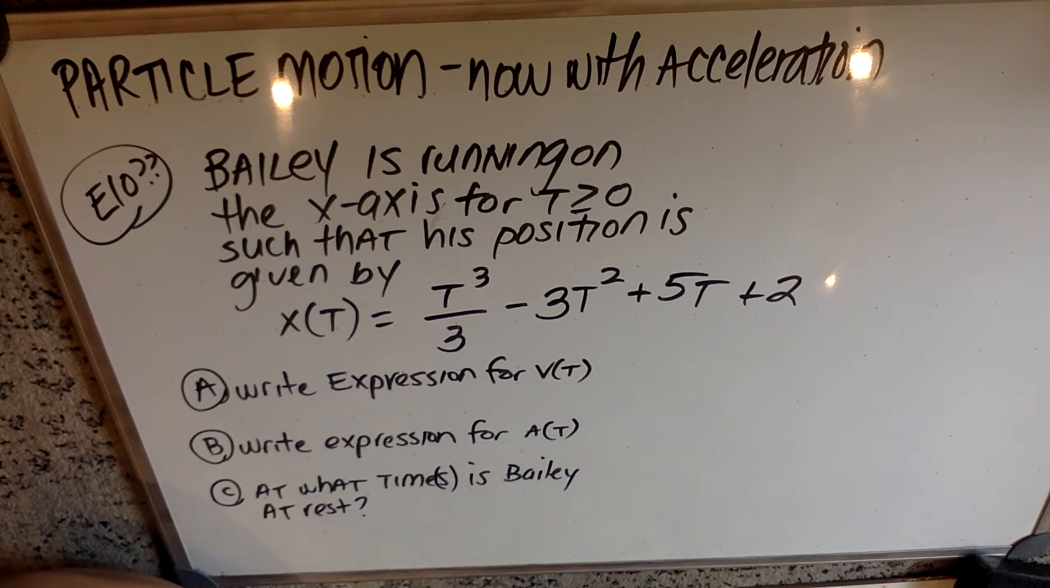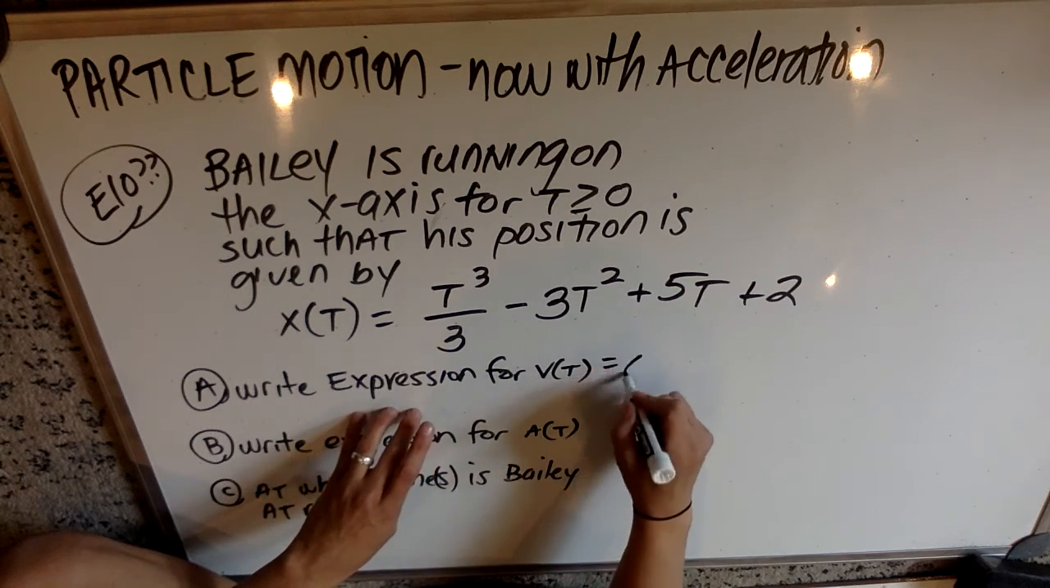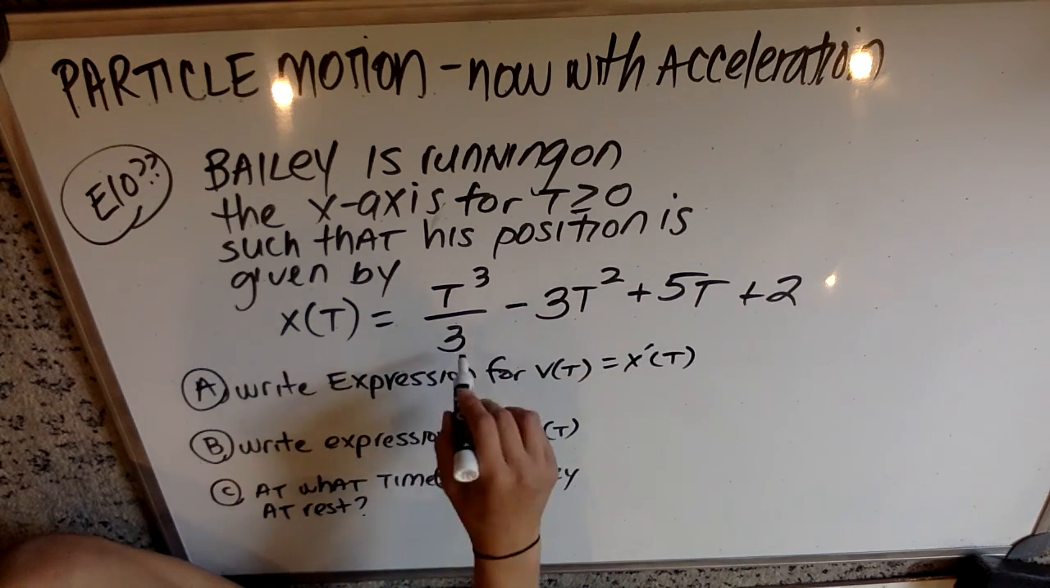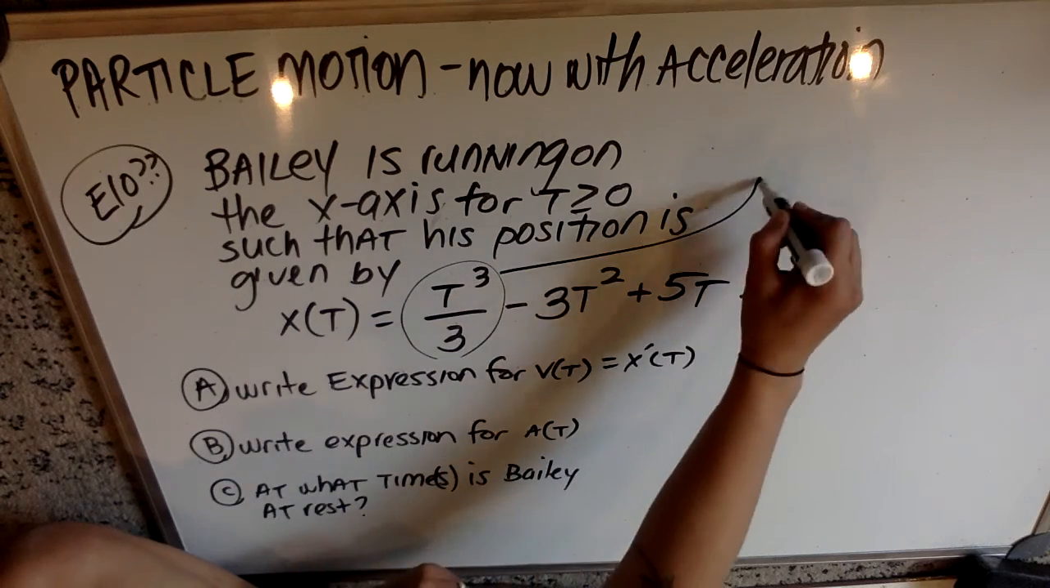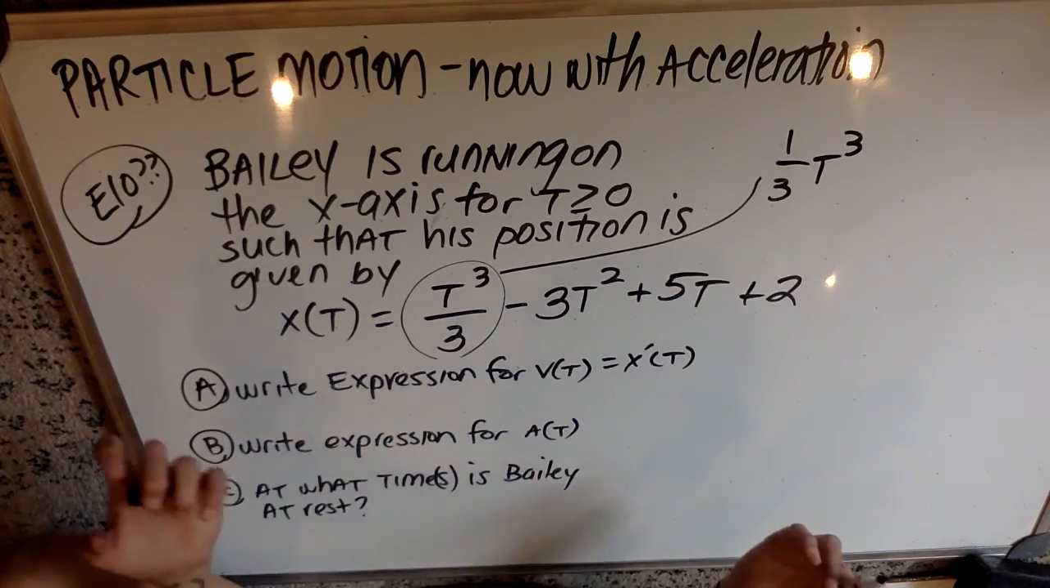Okay, so I have this x of t, right? That's his position. He's running along the x-axis. He's not actually. He's sleeping behind me. He's a sweetheart. Okay, so v of t is x prime of t, right? So in order to find v of t, I need to differentiate. If you need to rewrite this as 1/3 t cubed to make it easier for your brain, that's totally fine. If you don't, that's also fine.